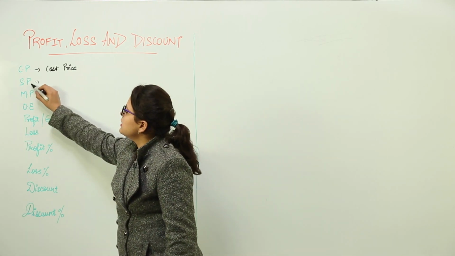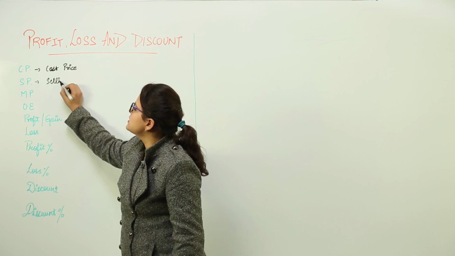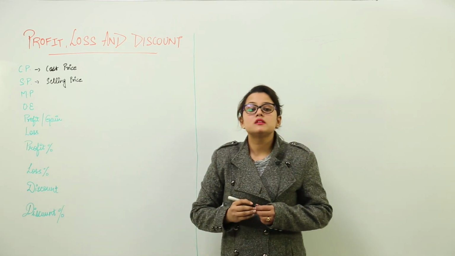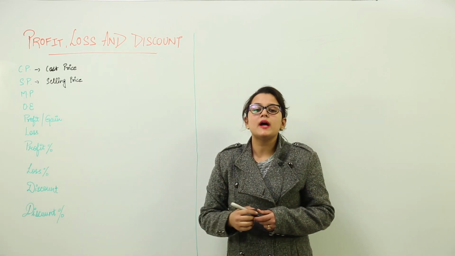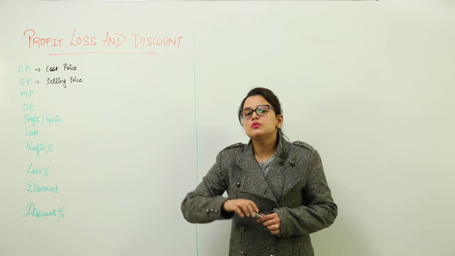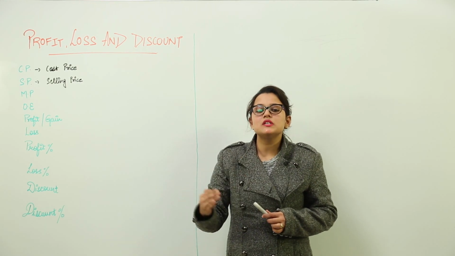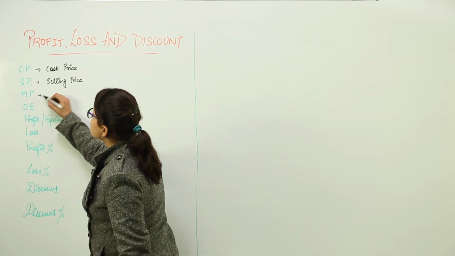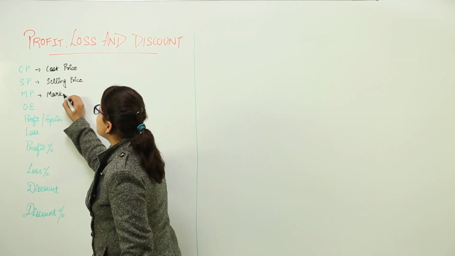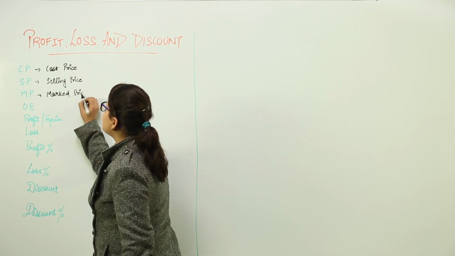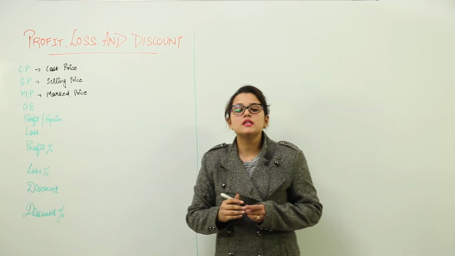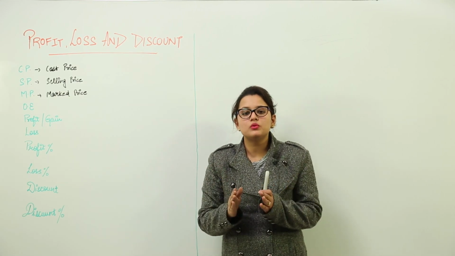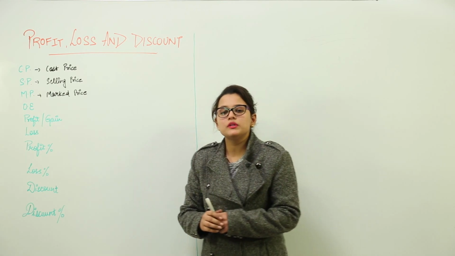Next is SP. SP stands for the selling price. Selling price means, say the cost of any article is 1000 rupees and it is being sold at 1200 rupees. So the price at which it is sold is known as the selling price. MP. MP stands for marked price. The marked price means that the manufacturing cost of the article as well as the profit that the manufacturer is going to earn over that, both are included in the same price, and that will be known as my marked price.